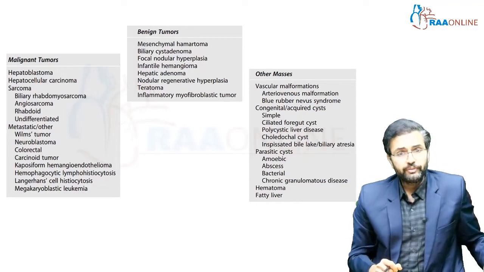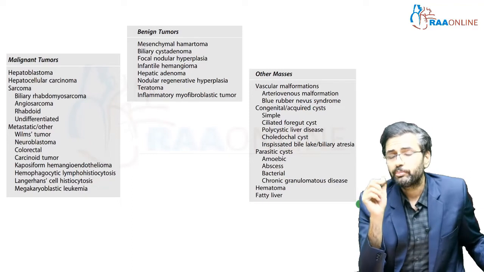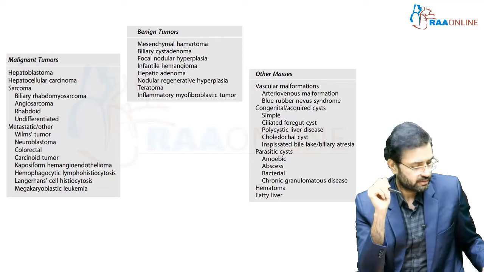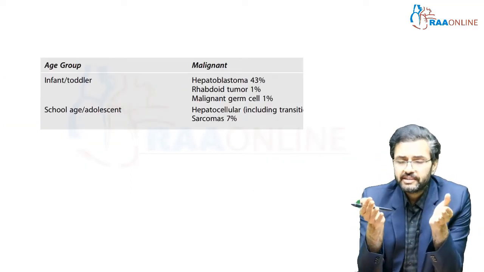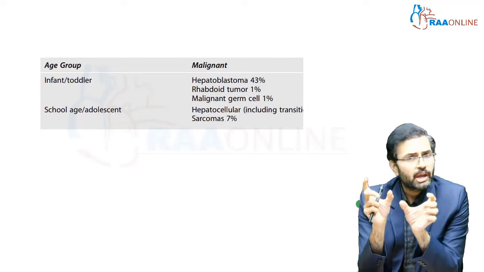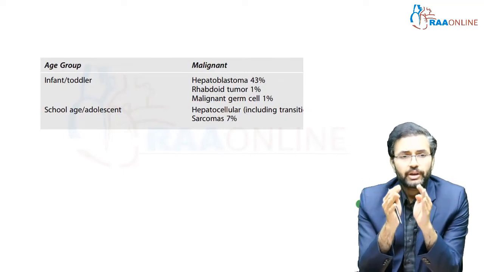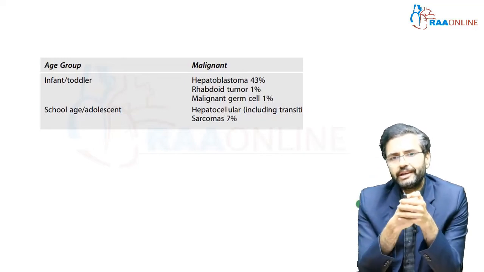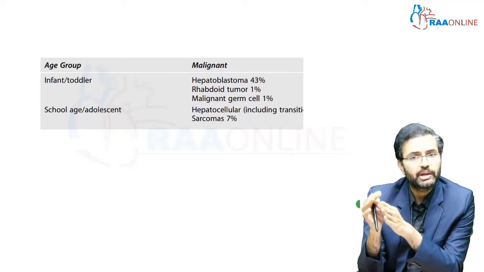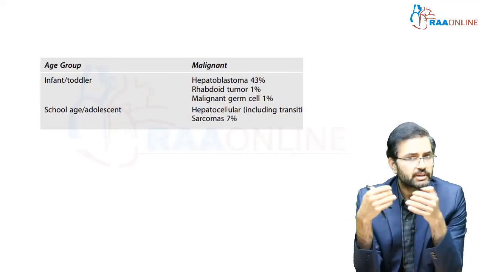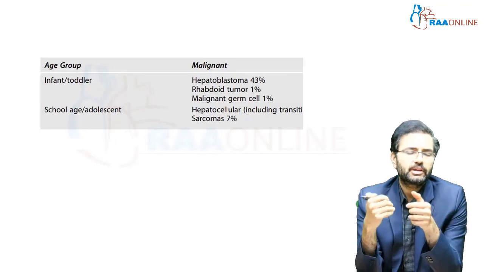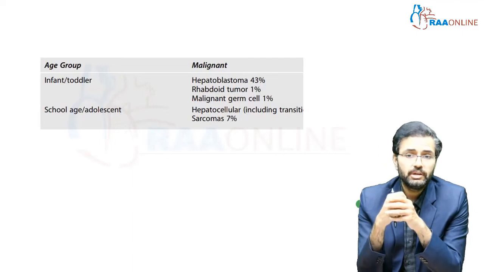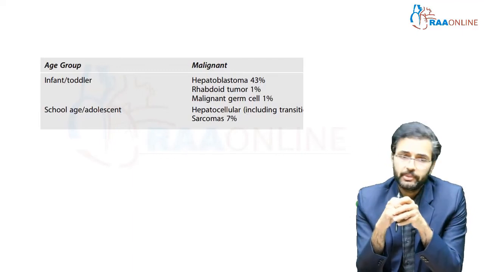Differentiating between these individual lesions is of great importance because identifying malignancies early is key in the management of these lesions. Age, like I said earlier, can give us a clue regarding what type of lesion it could be. If an infant or a toddler comes to you with a liver mass, and you suspect it to be malignant, it is more likely to be a hepatoblastoma in 43% of cases. Other possible malignant lesions of the liver in this age group can be a rhabdoid tumor in 1% and a malignant germ cell tumor in another 1%.